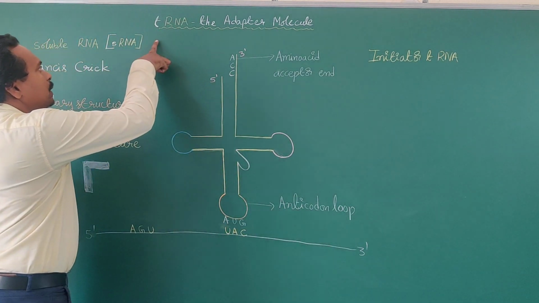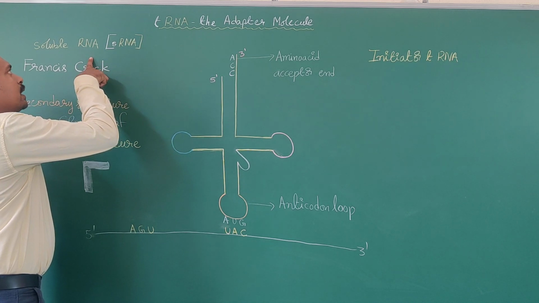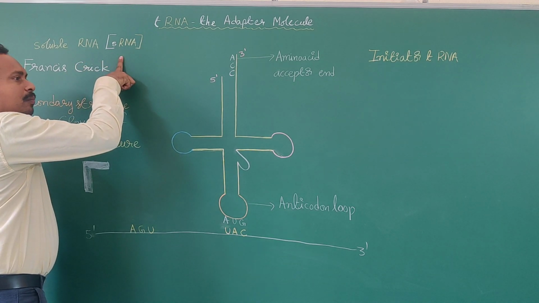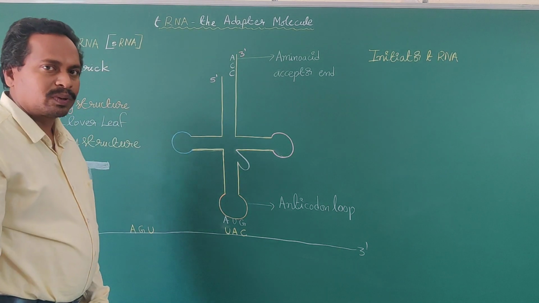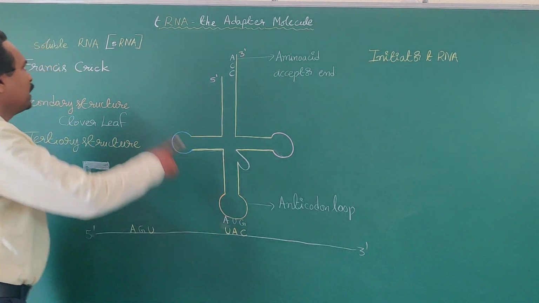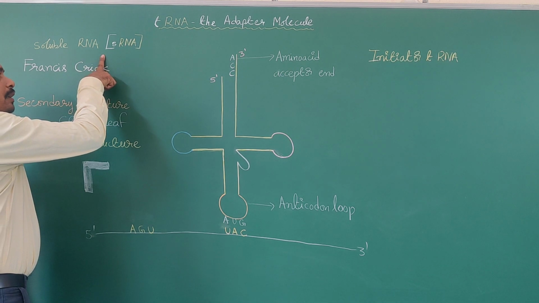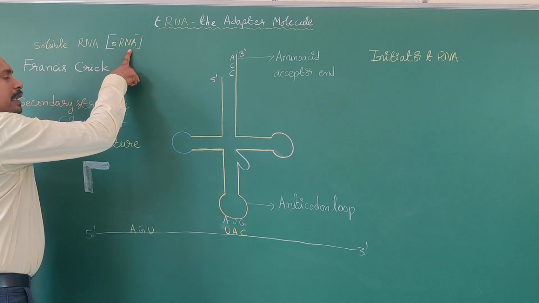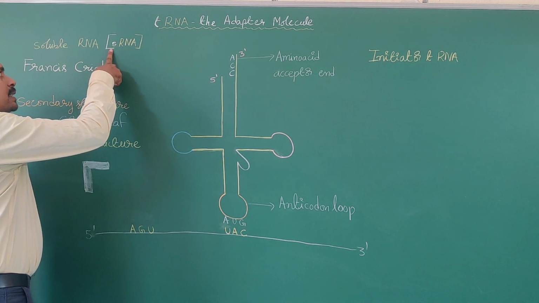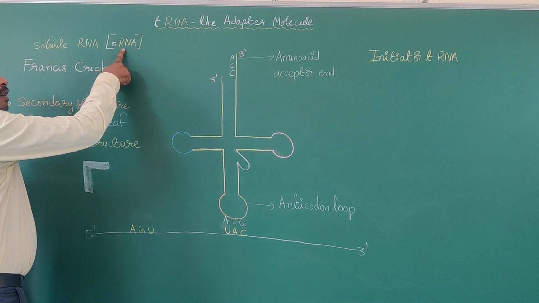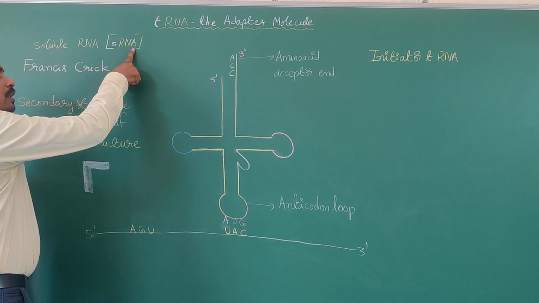The tRNA molecule is also known as soluble RNA, before the genetic code was postulated. Okay, what is the other name for tRNA? Soluble RNA. sRNA, the small s represents soluble ribonucleic acid.